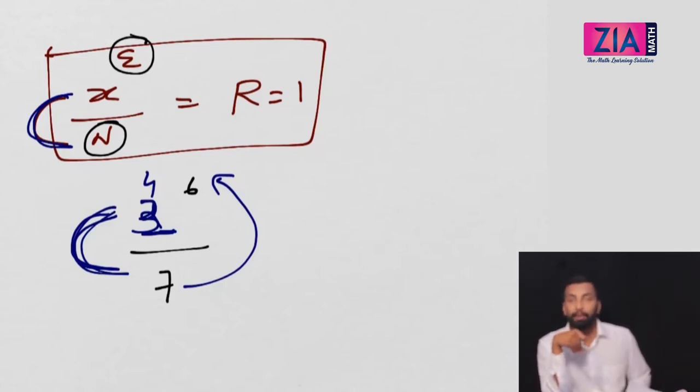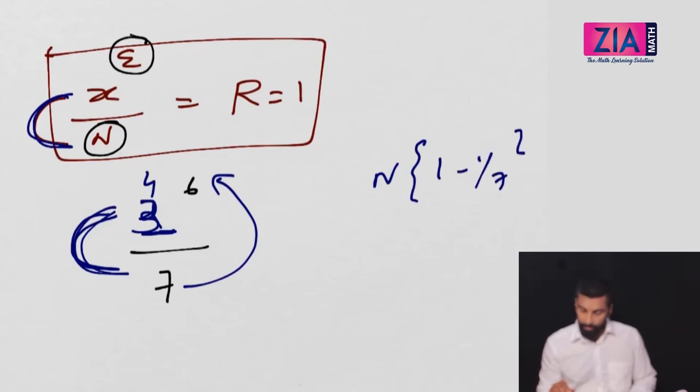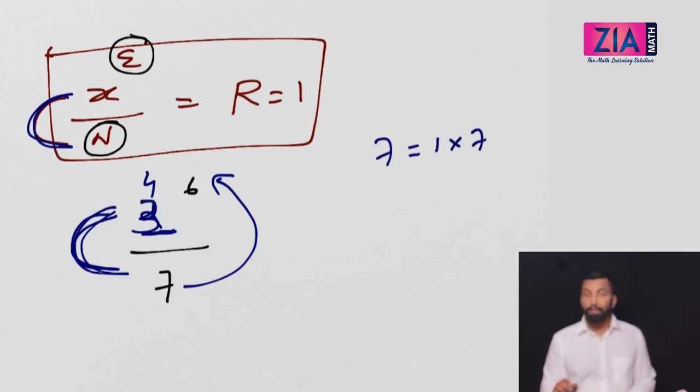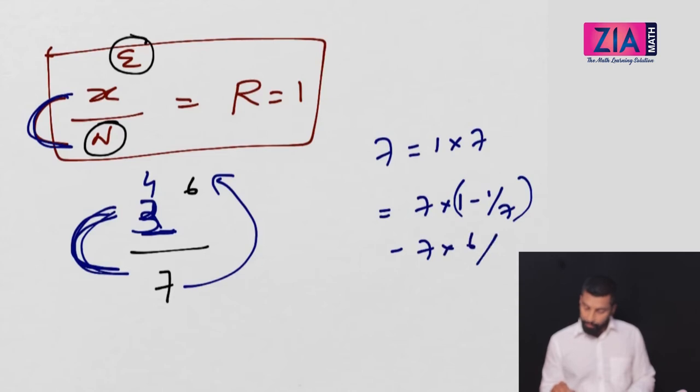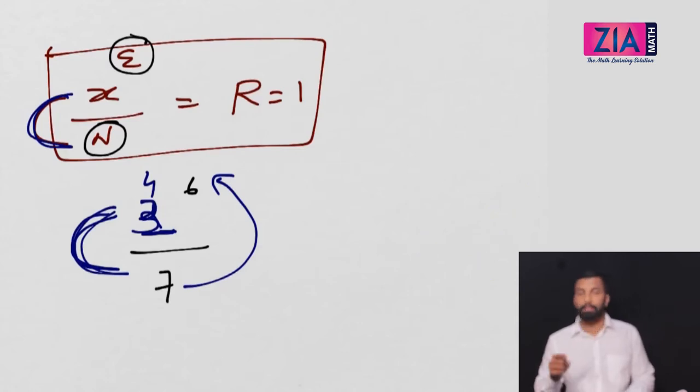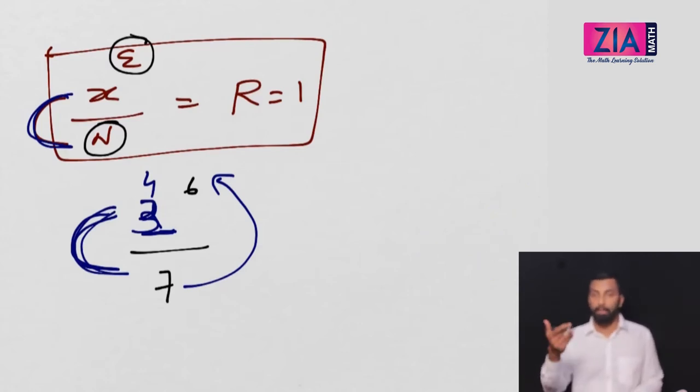It is very easy. It is actually n into 1 minus 1 by 7. So how do you find the Euler's number of 7? What are the factors of 7? 7 you can factorize as 1 into 7, right? So your answer is 7 into 1 minus 1 by 7, so 7 into 6 by 7. So 6 is your answer. I'll tell you why it is so, but this is the method to find the Euler's number of 7.